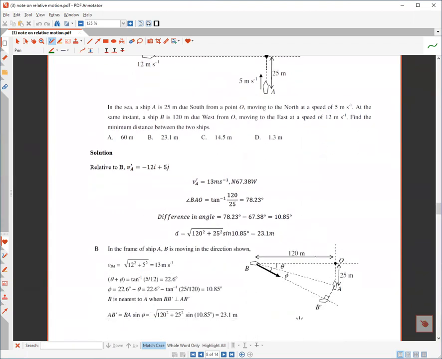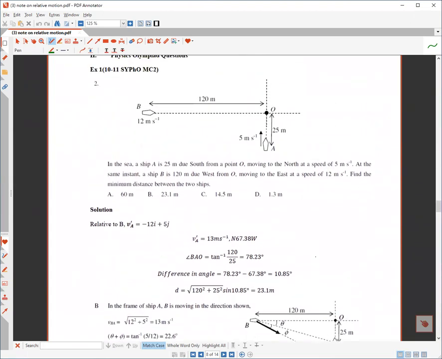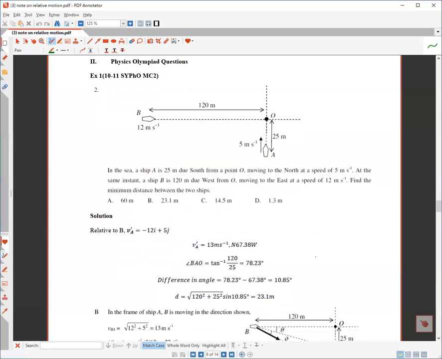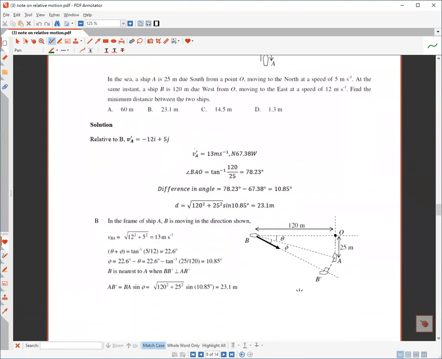So in the solution, we say relative to B. So that means we set B to be the observer of the motion. If B is the observer, then in the reference frame of B, B is at rest, and only A is moving relative to B. So you just consider B as the origin of the coordinate, and B is at rest, and you're going to find the relative velocity.